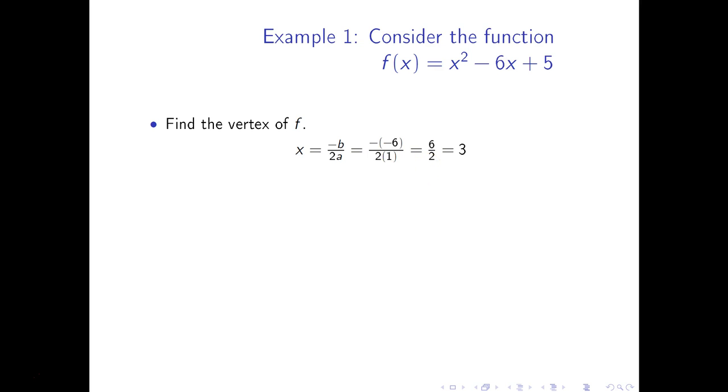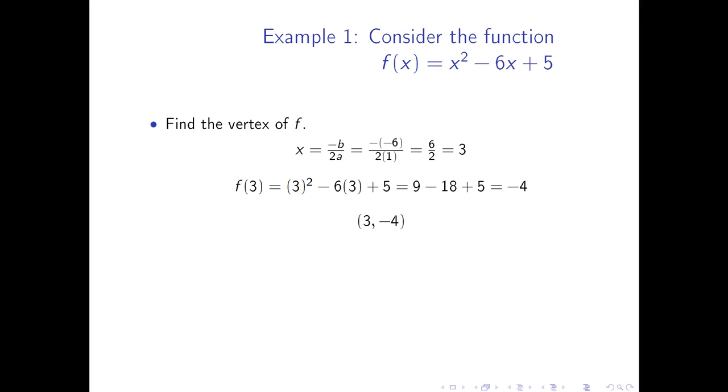But I'm not done, because remember, the vertex is a point. So how are you going to find the y value? You can plug that x equals 3 back into my function. So f of 3 is 3 squared minus 6 times 3 plus 5, or 9 minus 18 plus 5, which is negative 4. So our vertex is the point (3, -4). It's pretty cool. That's a nice, easy thing.